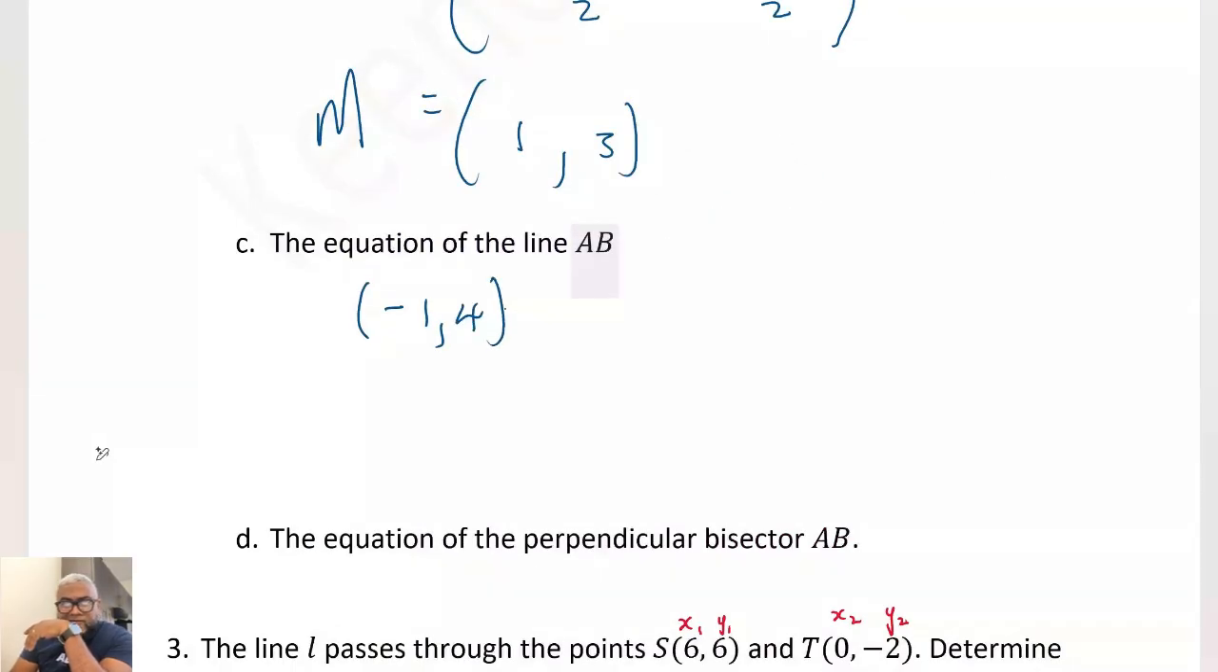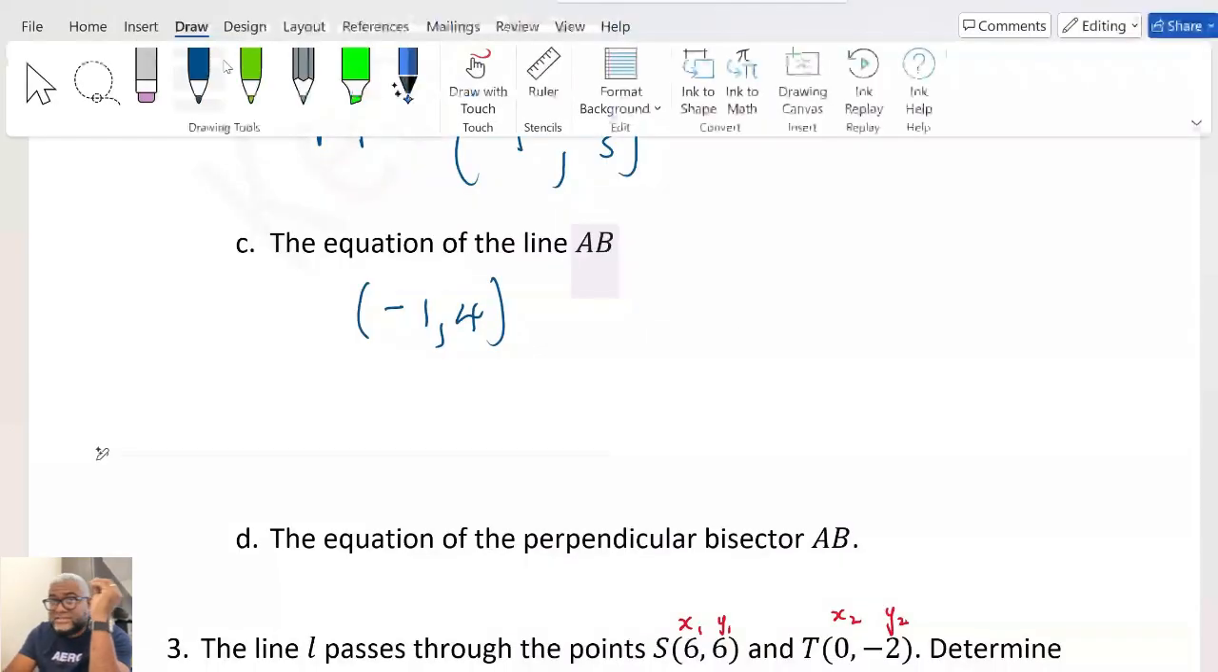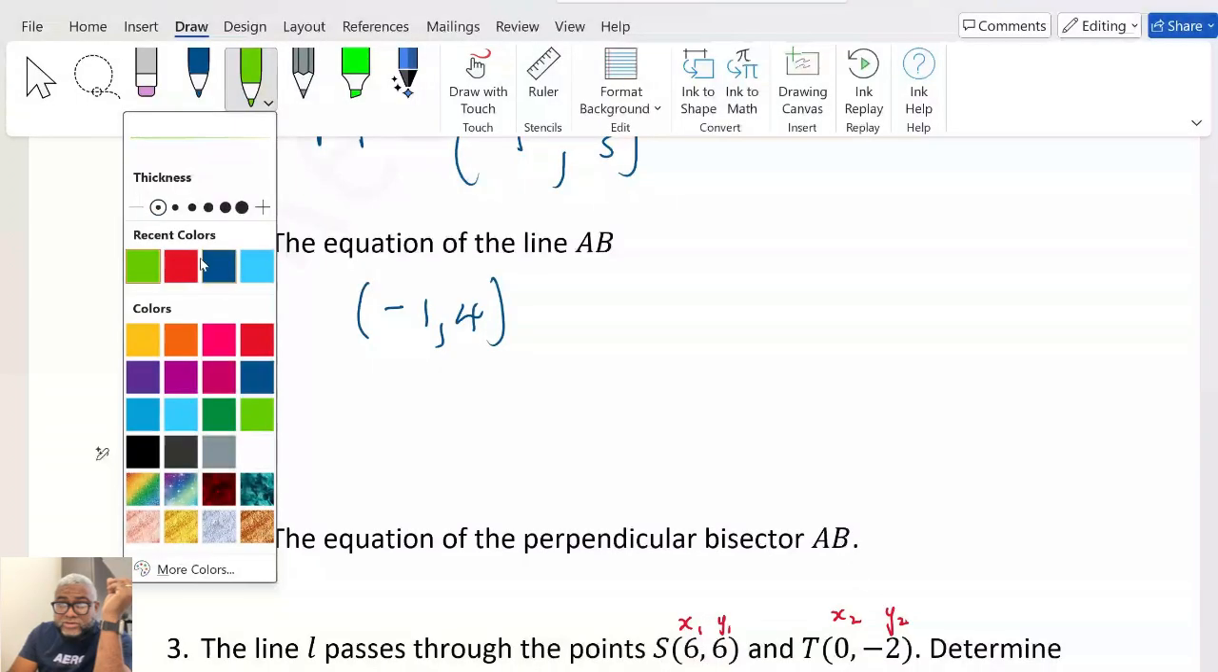-1, 4. Right? That is a point on the line. So I'm saying it again, I'm writing it as a note also.